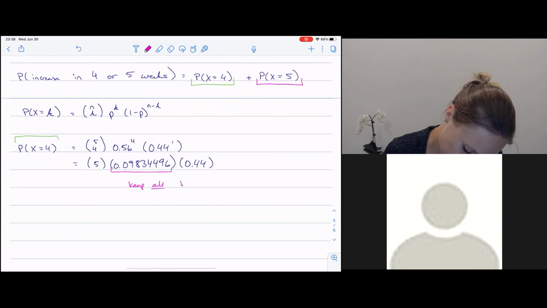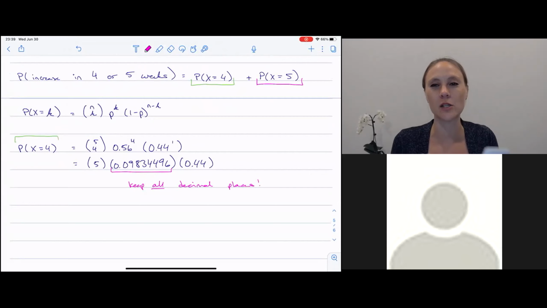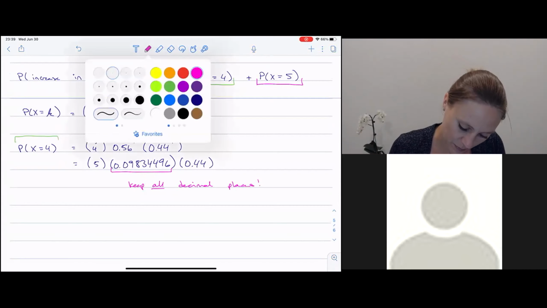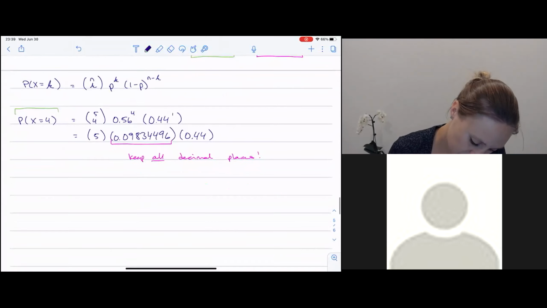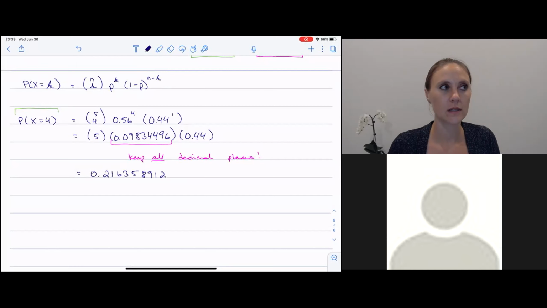Keep all decimal places. Right, until the very end. And usually there will be instructions like round your answer to 4 decimal places or something like that. But keep all your decimal places until then. So take what's on your screen times 0.44 times 5, and I end up with 0.216358912. Okay.